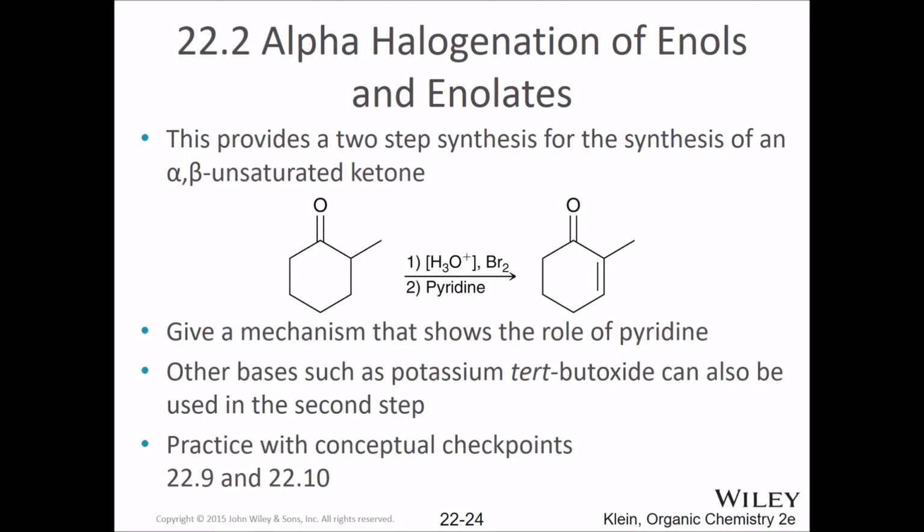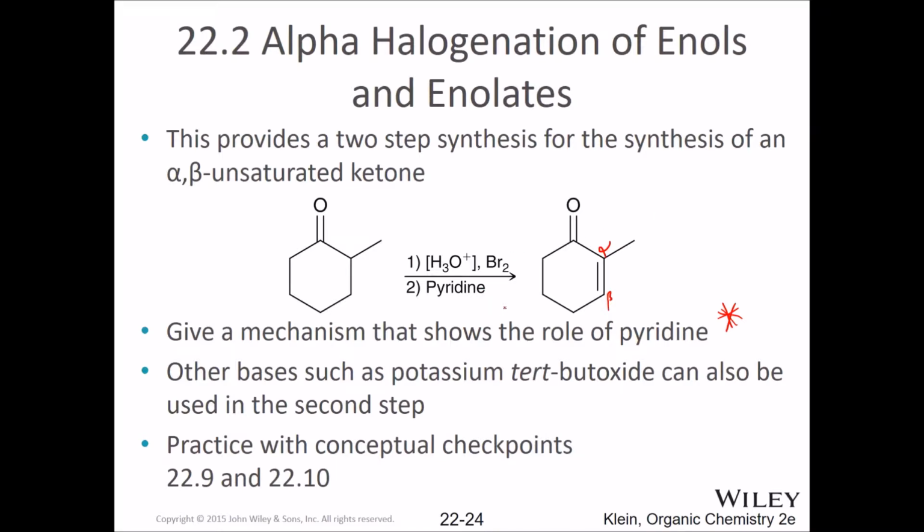Now that we understand brominating here, we now have a two-step synthesis for an alpha beta unsaturated ketone. All right, we're going to see more of this later in this chapter. Give a mechanism that shows the pyridine. Consider pausing the video here and drawing out this whole mechanism. You have all of it. All right, so draw the whole thing out.